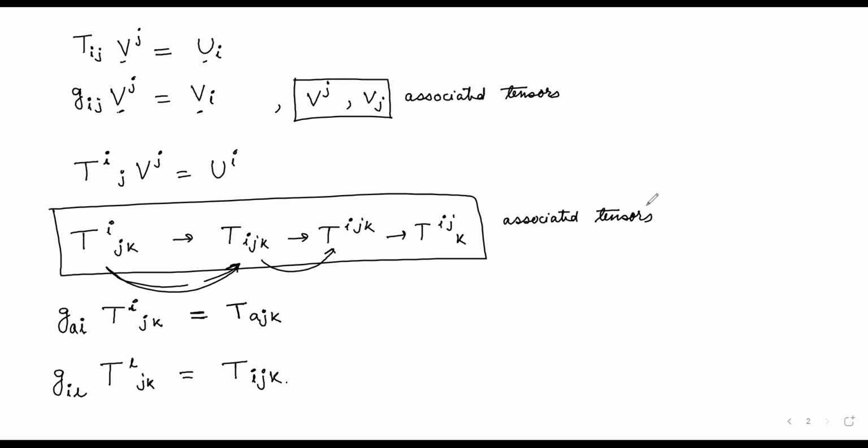Okay, and as I mentioned earlier, the electromagnetic field strength tensor F mu nu. Then we can have F mu nu like this, and then we can have F mu nu. These are also associated tensors. One can be obtained from the other by using the metric tensor to raise and lower indices.